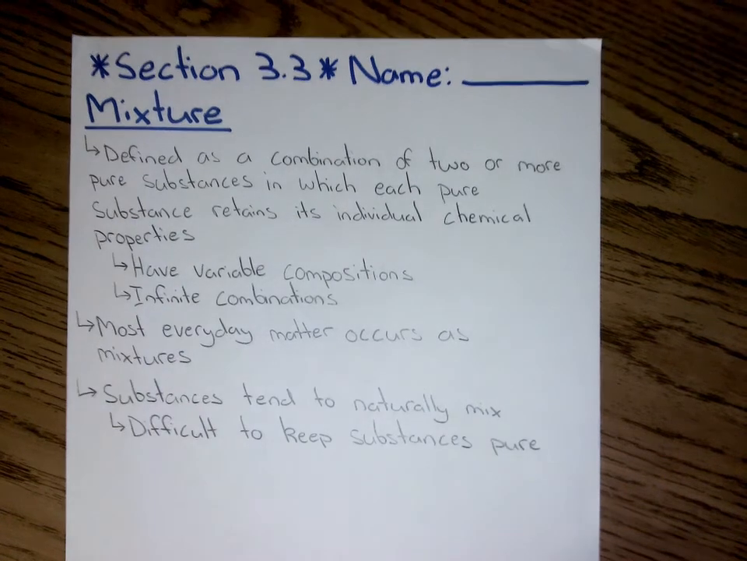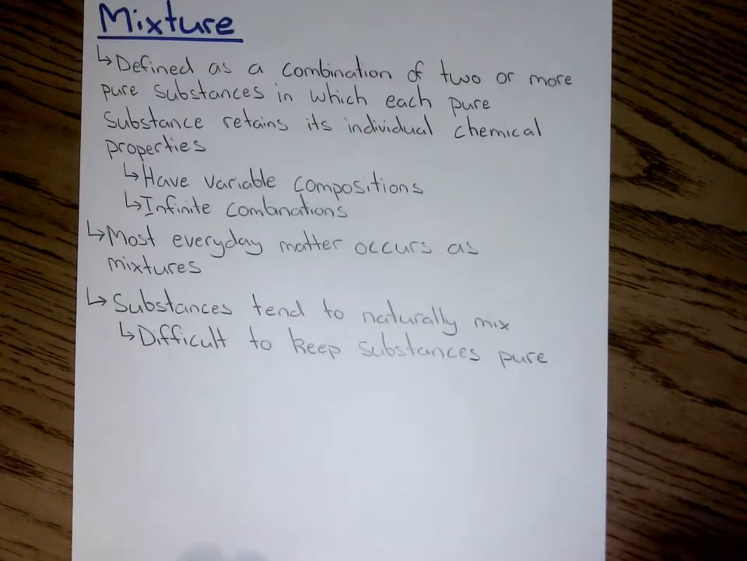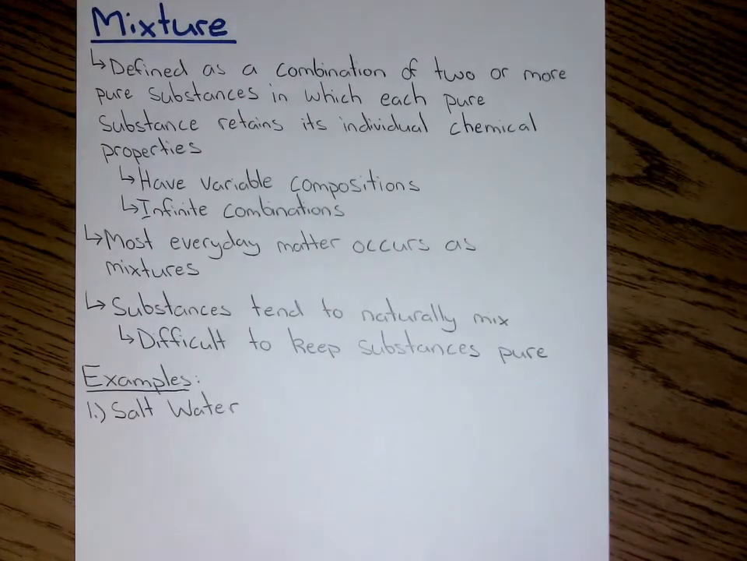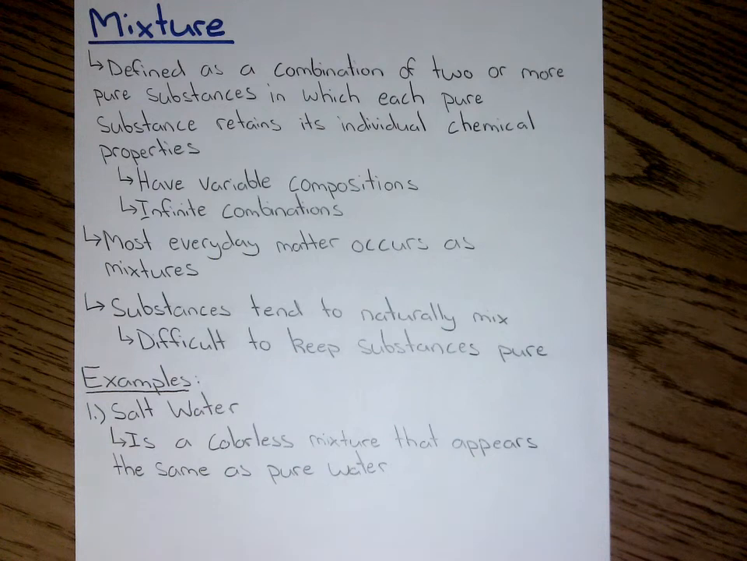Now, the best way to understand mixtures is through some examples. So our first example is salt water. Salt water is a colorless mixture that appears the same as pure water. Now, salt water can be taken into its individual components by separating off the water via boiling it. It boils away, or evaporates, the water and leaves behind the salt.